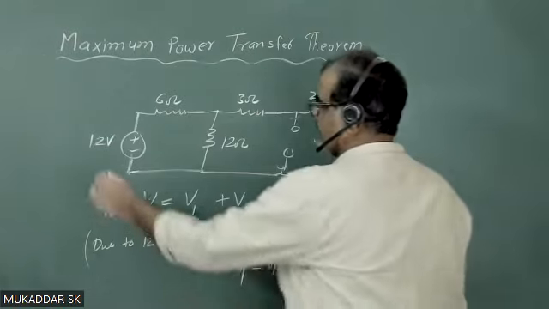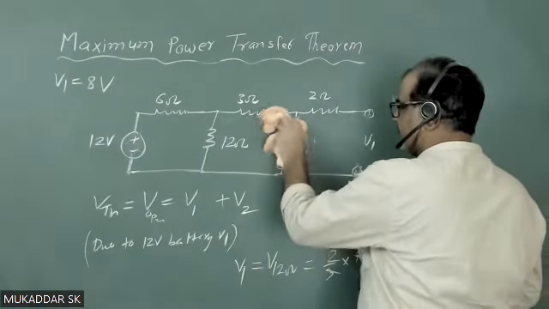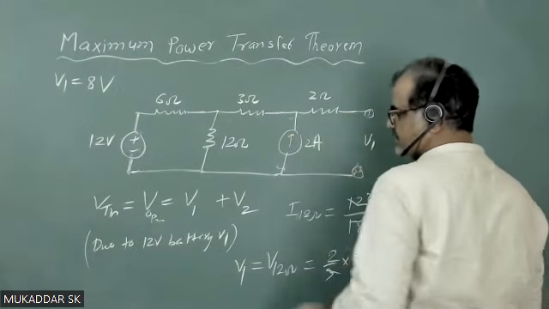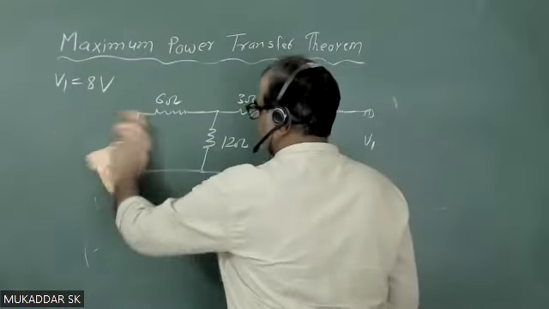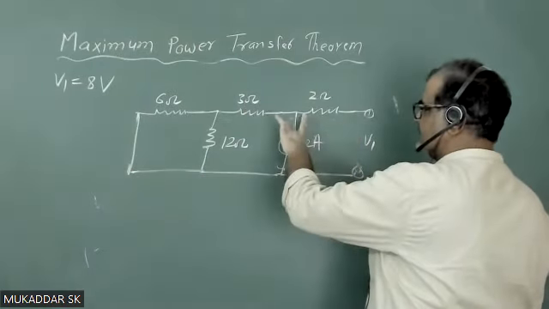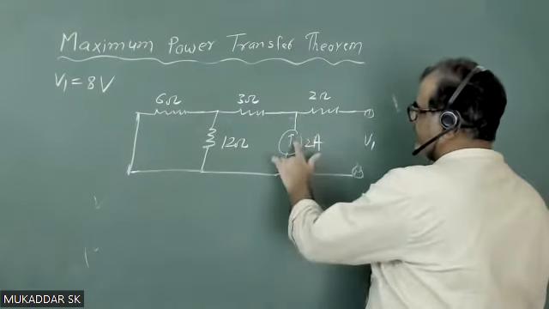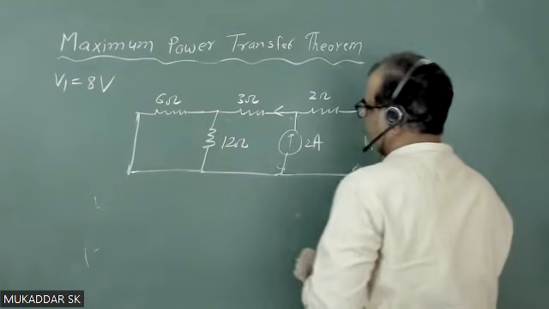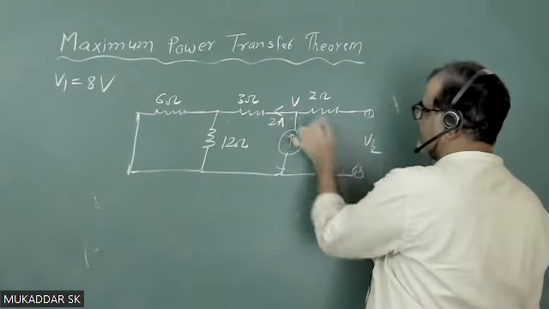Now let me calculate V2. V1 is 8 volts. Now let me calculate the voltage due to this 2 ampere current source. I need to short the voltage source. Now I need to calculate the voltage across this current source. The 2 ampere current will go from here. Since this circuit is open, no current will flow in this portion, so the 2 ampere current will flow here. I need to measure this, and this is my V2.